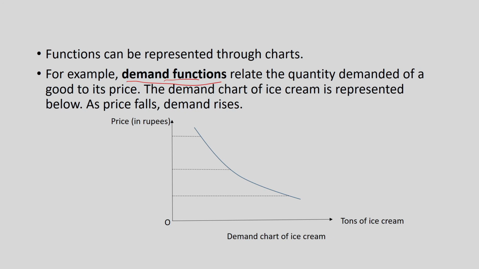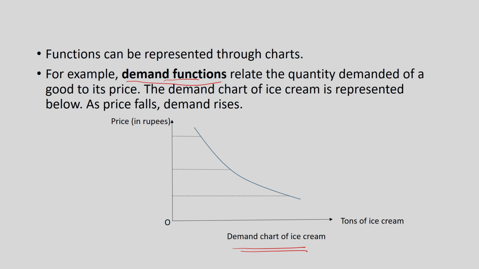So, this can be represented in terms of a chart. So, here is the demand chart of ice cream, let us suppose. So, demand chart of ice cream is represented below, and generally what happens is that as price falls of a good, then people buy more of that good, right, people as a whole. Let us say in the entire market for ice creams, people buy more of that good if the price declines. So, that is what it is shown here.